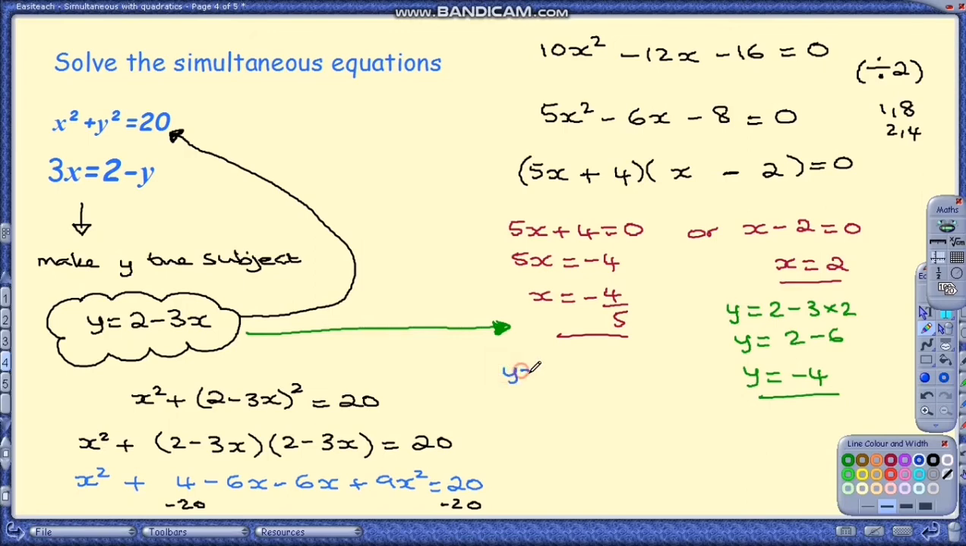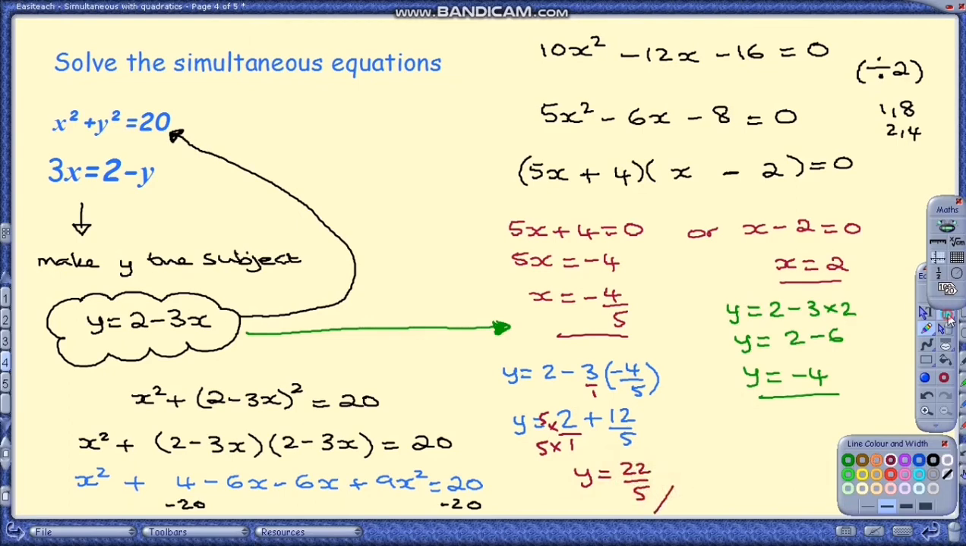Or y is 2 minus 3 times negative 4 fifths. So y is 2 plus 12 fifths. So when you multiply fractions, you multiply numerator with numerator and denominator with denominator. When you add fractions, you need to make sure that you have a common denominator. So in this case, it's going to be 5. So 5 times 2 is 10, plus 12 is 22 over 5.